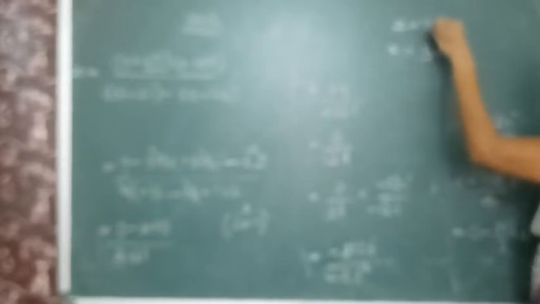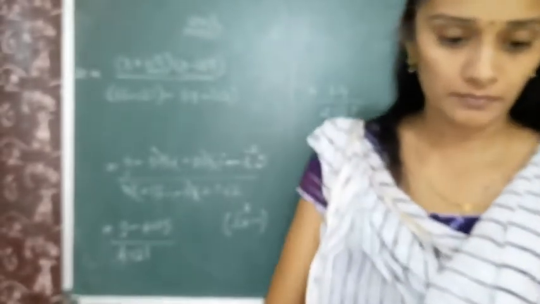In conjugate we have learned, z is equal to 3 minus 2i, then the conjugate is 3 plus 2i. For the conjugate we have to change the sign of the imaginary part. Okay.